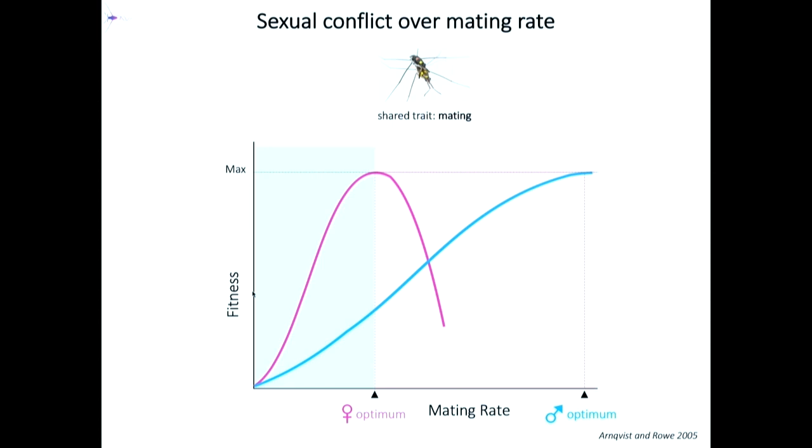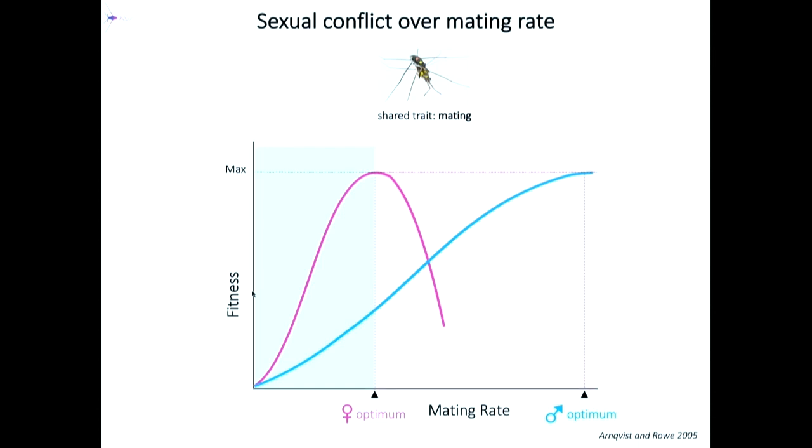Females are going to achieve maximum fitness with an optimum of mating rate that is much lower than that of the males. So females are going to be favored if they are able to keep the mating rate at the optimum that gives them maximum fitness, whereas males are going to be favored if they mate more and more frequently. And you can think about this because of asymmetry in investment in gametes, and because of differences in the cost of mating for both sexes, being for females it's costly to mate more than a few times.